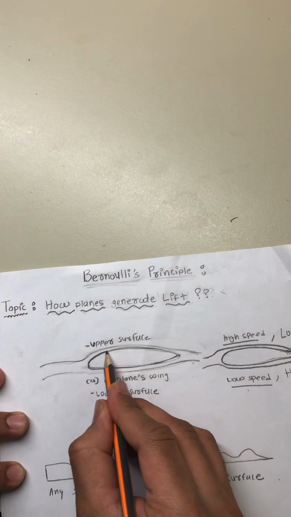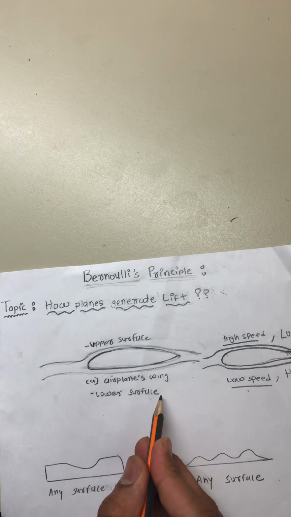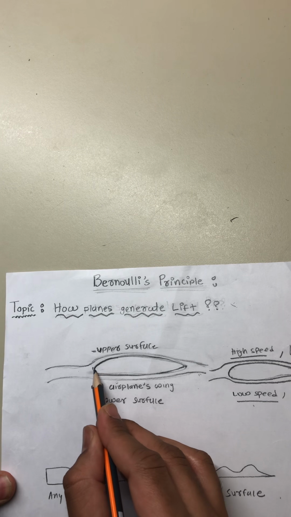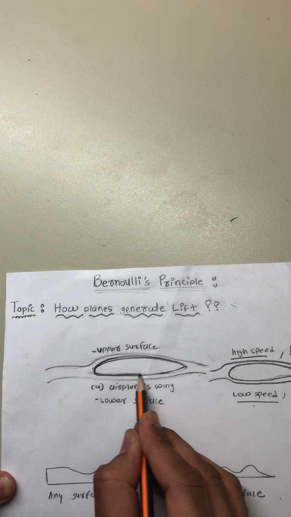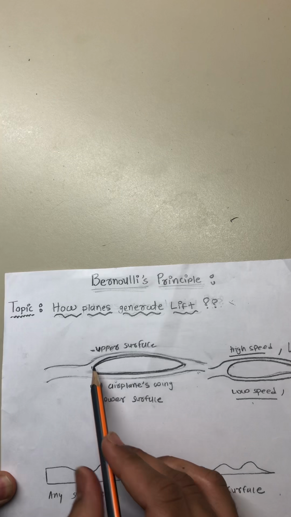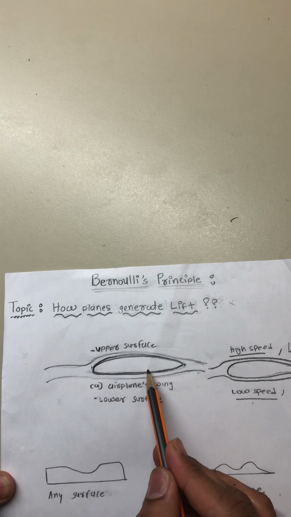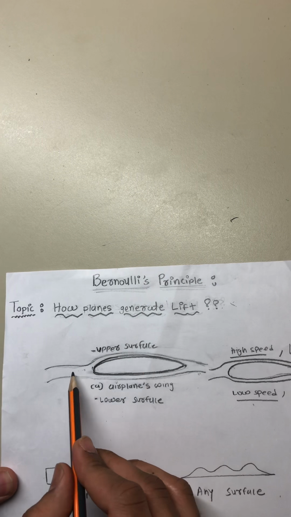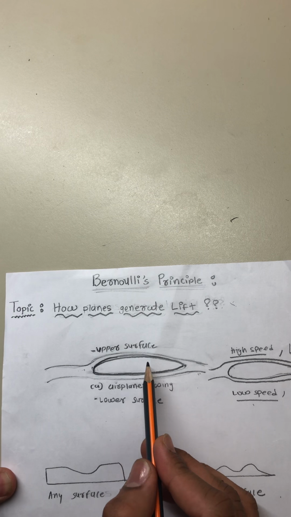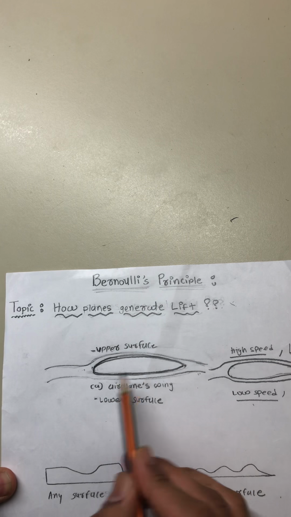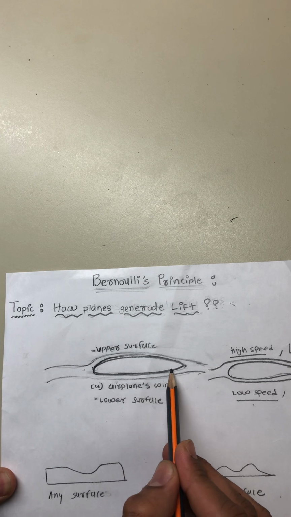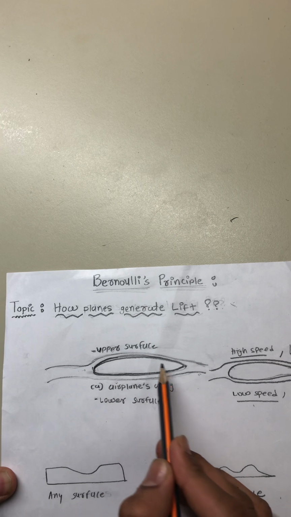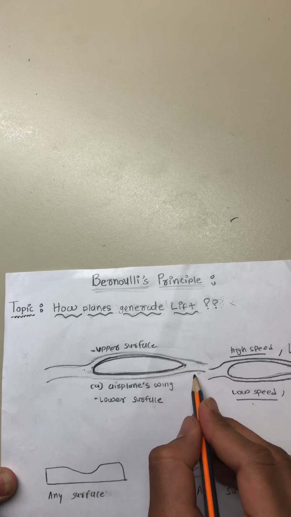Here we have the aeroplane's wing. This is the top surface of the wing. This is the bottom surface of the wing. And remember that the surface is curved from the top and from the bottom. So the particles on the upper surface should travel a greater distance than the particles on the lower surface, since both particles should reach the end at the same time.